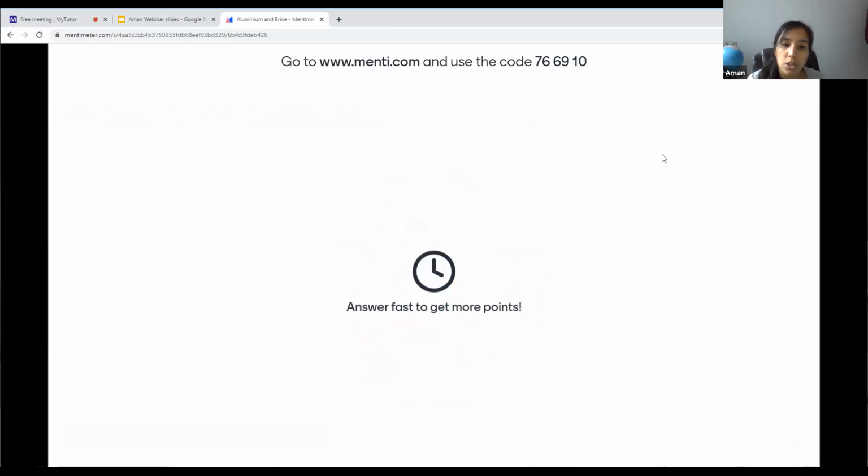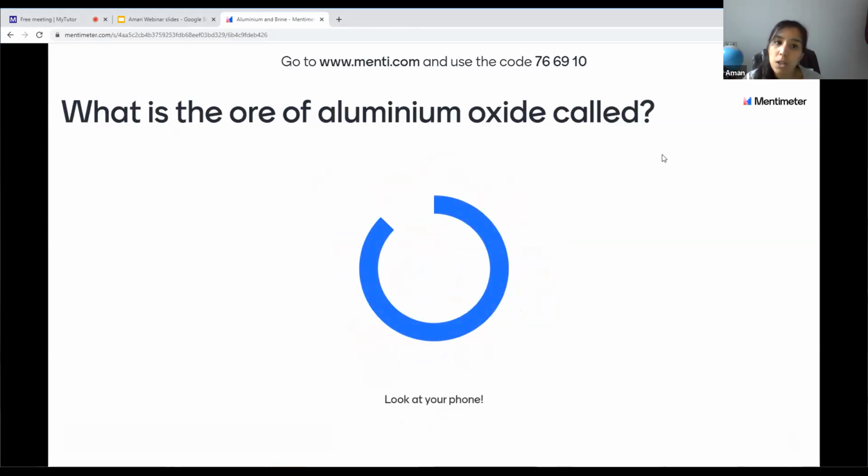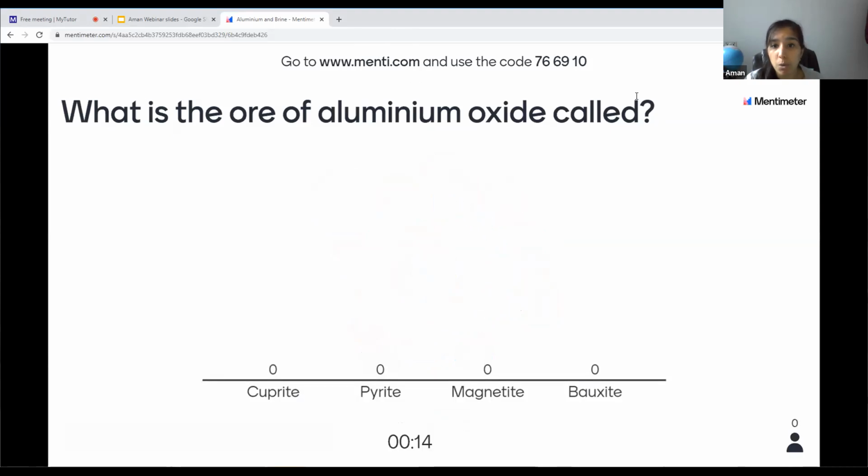The first question should be coming up on the screen now. What is the ore of aluminium oxide called? Is it cuprite, pyrite, magnetite, or bauxite? We've got about 5 seconds left.